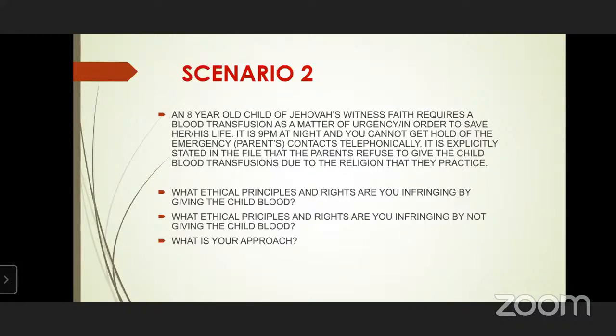So you're obviously infringing the autonomy of the parents, as well as their right to practice their own religion.